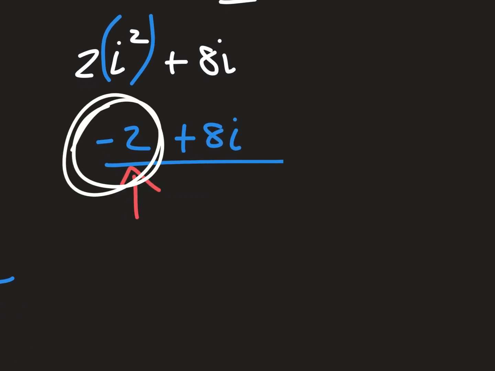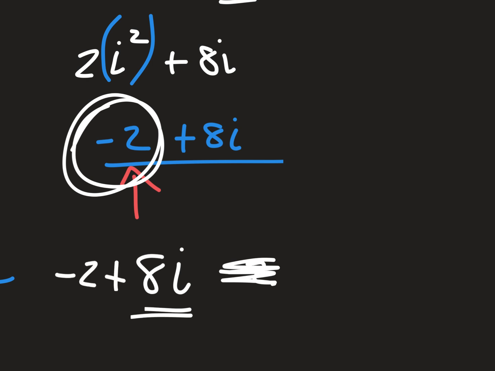So bottom line is you should not ever write 8i minus 2 because that puts the imaginary part first. The real part's supposed to be first. This is how you do a complex number, with the real part first.